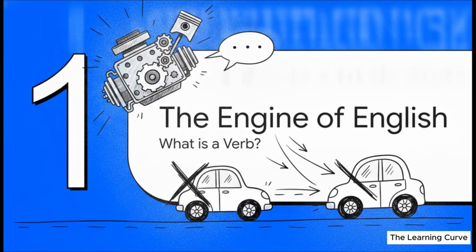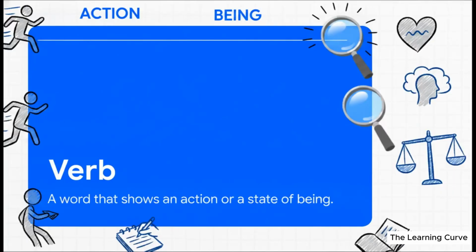All right, Section 1, the engine of English. What is a verb? So think of your sentence like a car. Without an engine, it's just not going anywhere. The verb is that engine. Formally, a verb is a word that shows an action or a state of being. Really focus on those two ideas, action and state of being. A verb basically tells us what the subject is doing, or it tells us how that subject exists. Every single verb we look at today is going to fall into one of these two powerful categories.